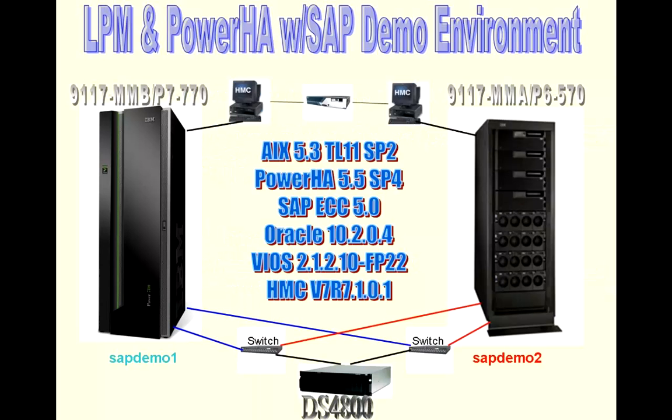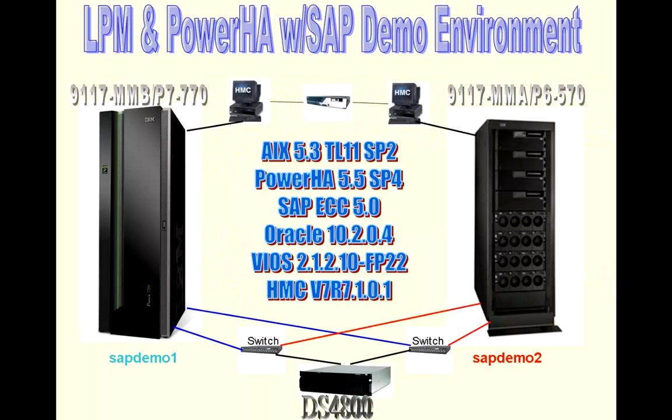Now, before I show you the demo, let me give you a brief overview of our environment. We have a Power 7 770 running the primary SAP production environment on a partition known as SAP Demo 1. We have a Power 6 570 providing the standby partition known as SAP Demo 2. You can also see that our storage is being provided by a DS4800. Both the SAP data and the system's root VGs are hosted on the DS4800.